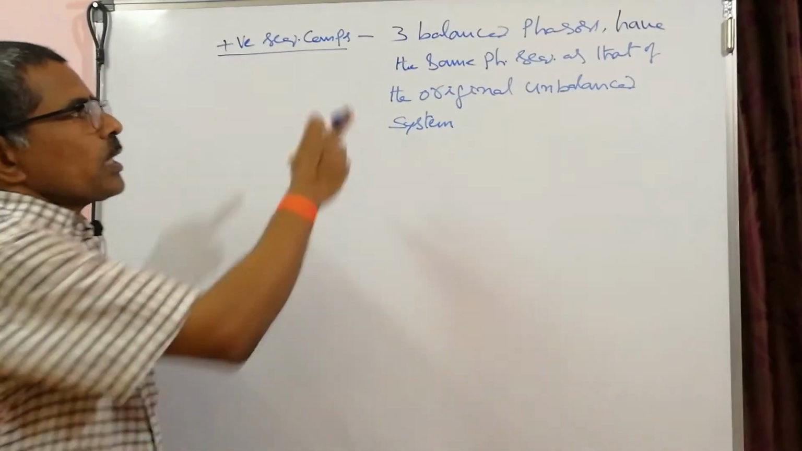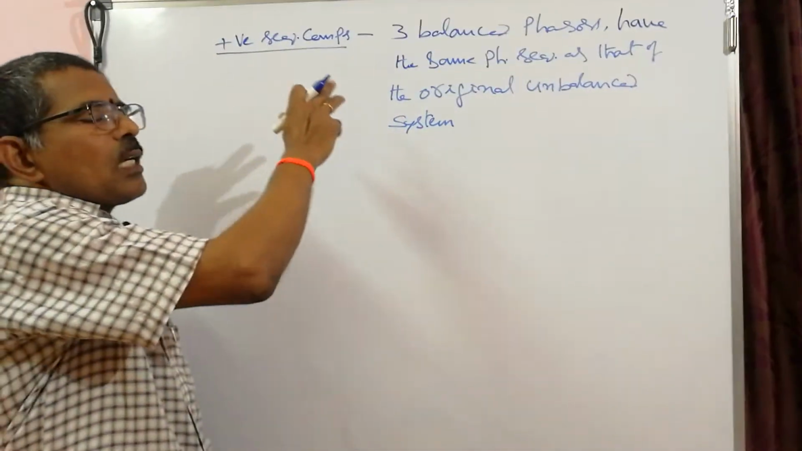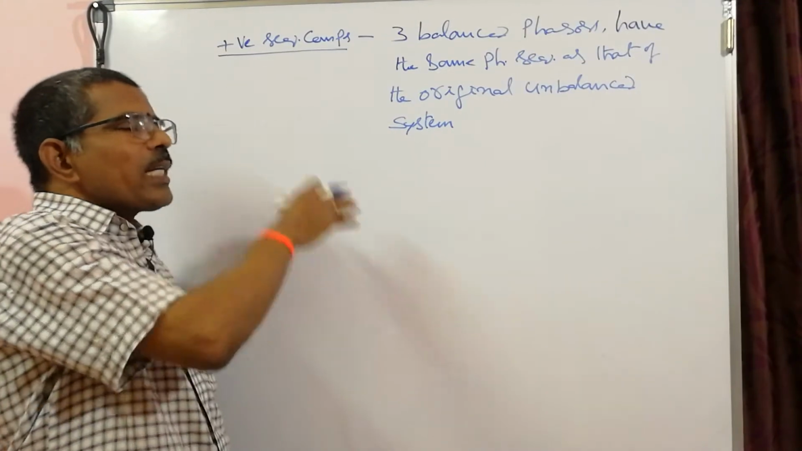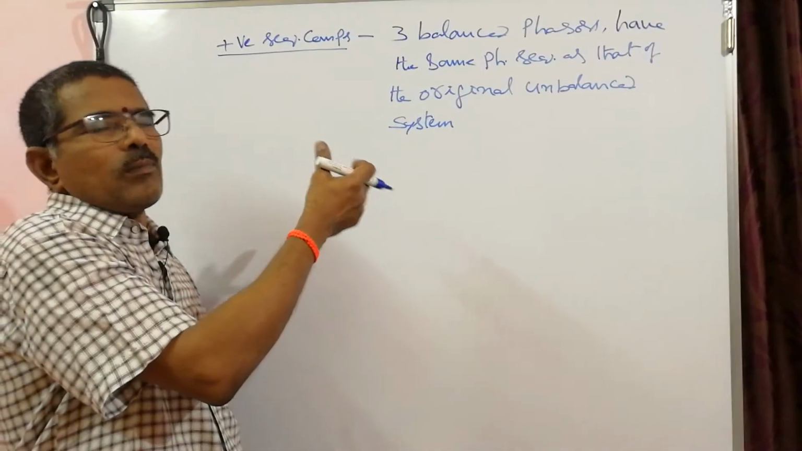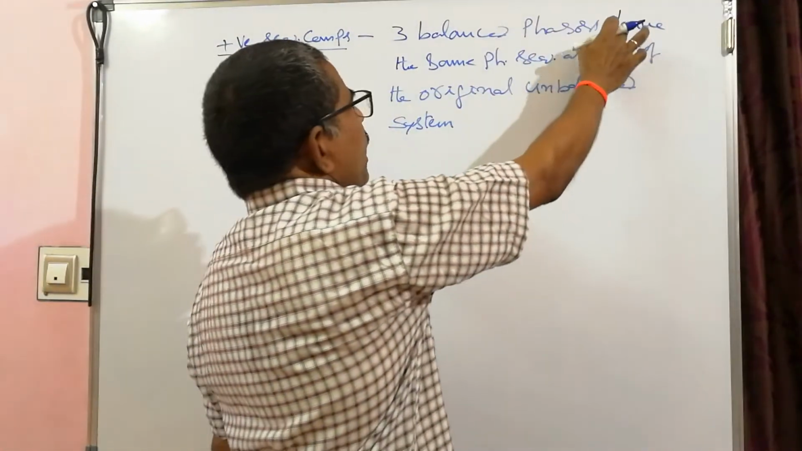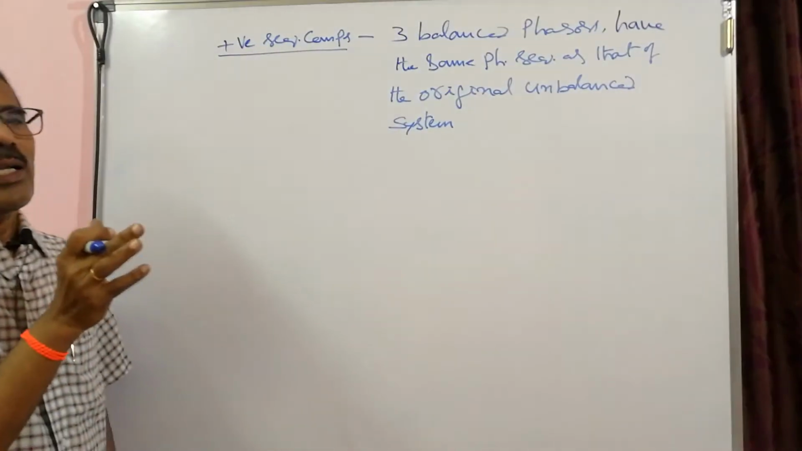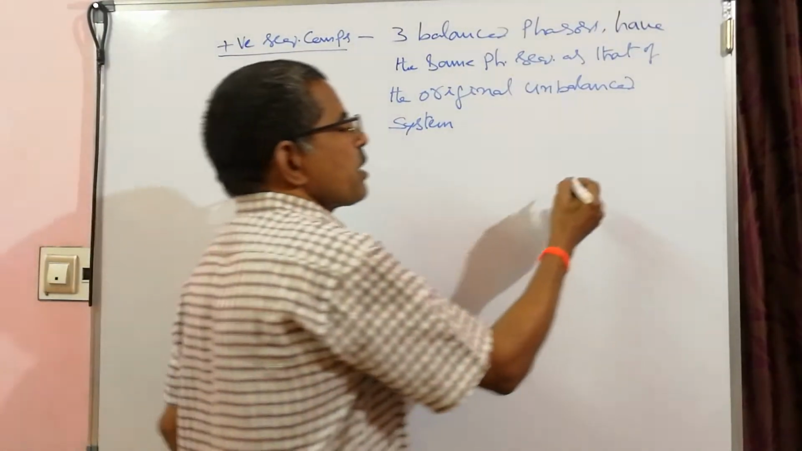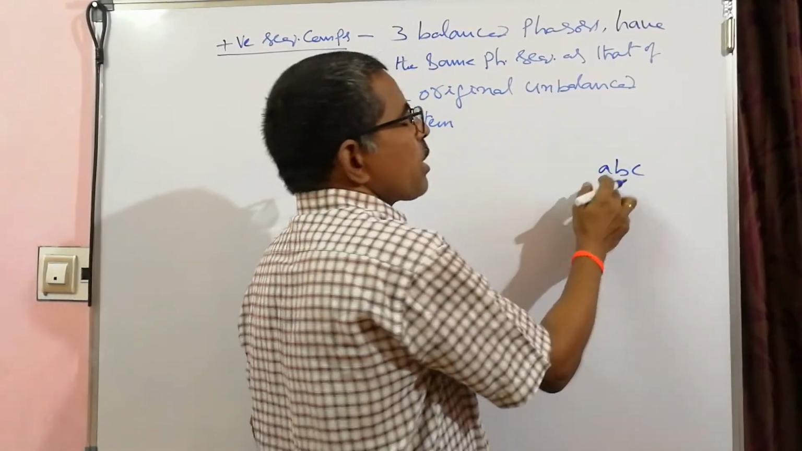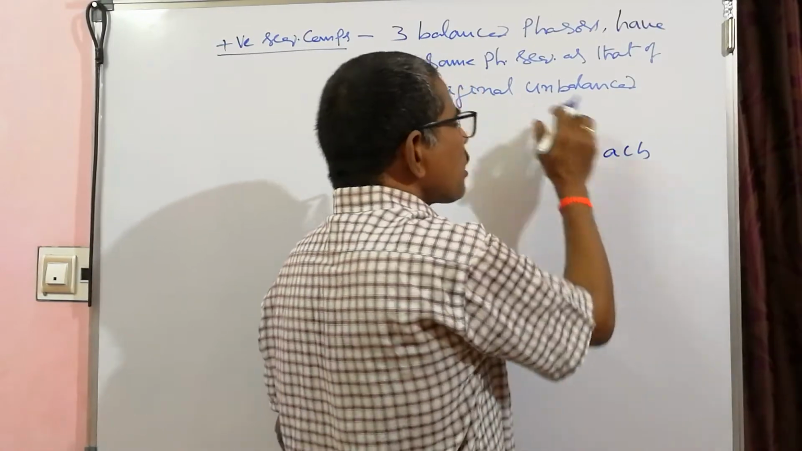Okay. So, these are 3 balanced phasors, which means these are the 3 phasors which are identical in magnitudes and symmetrically spaced. That is what balanced means, and they have the same phase sequence as that of the original unbalanced system. That is why it is called positive sequence components. If the original system is ABC, it also follows ABC sequence. If the original unbalanced system is ACB, this also follows ACB.